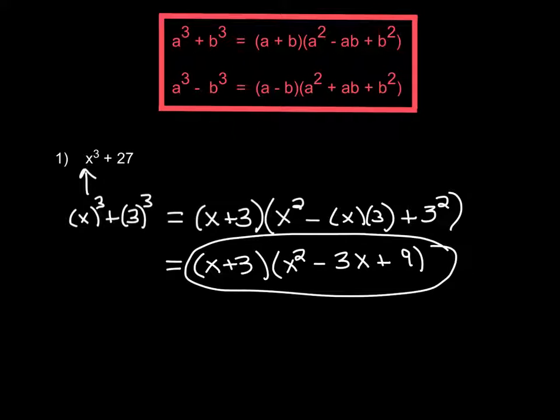This is in factored form. If you took these two parentheses and distributed the x into the second parenthesis and distributed the 3 into the second parenthesis and combined all your like terms, you would actually be left with this original problem right here of x cubed minus 27. So this is our factored form.